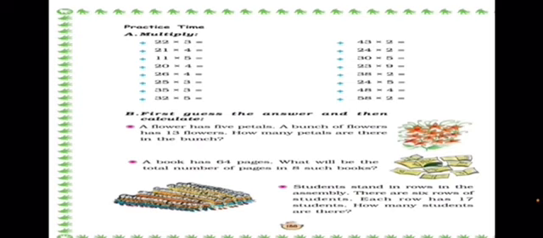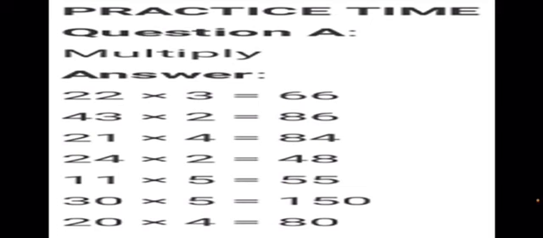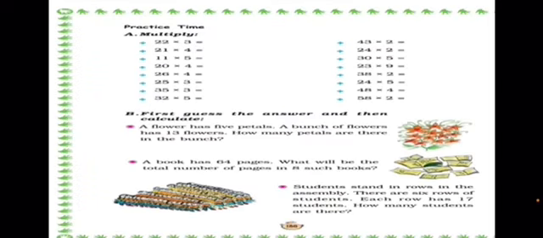Now 24 multiplied by 2. So for 24, 20 plus 4. Yes. So 20 multiplied by 2 is 40 and 4 2s are 8. So 40 plus 8 is 48. 48. So see how you can easily calculate using the method of partition, and bigger numbers we are calculating mentally.